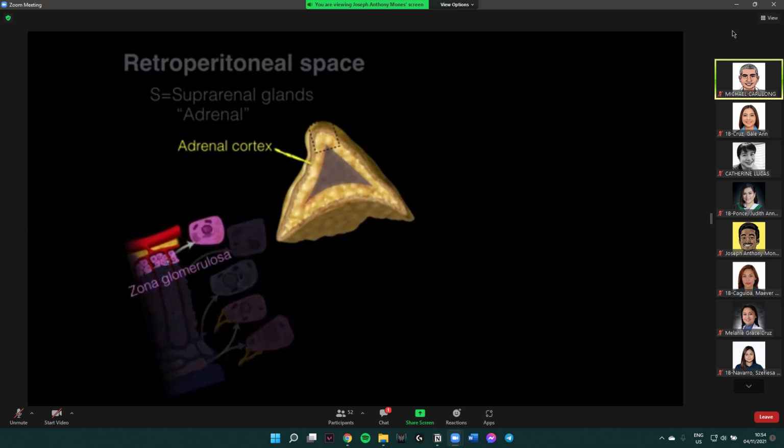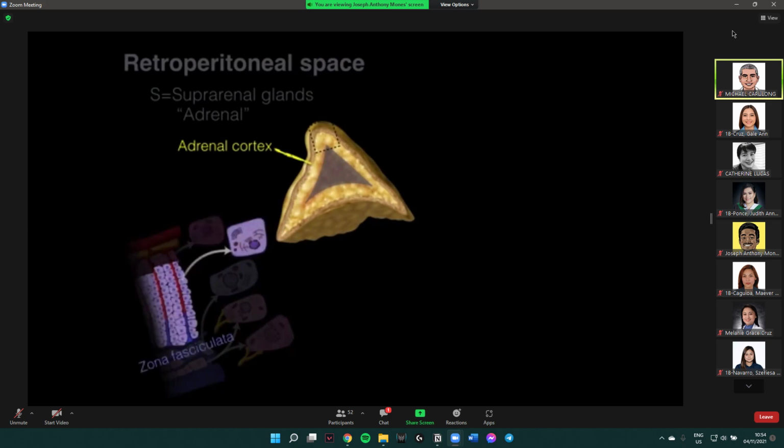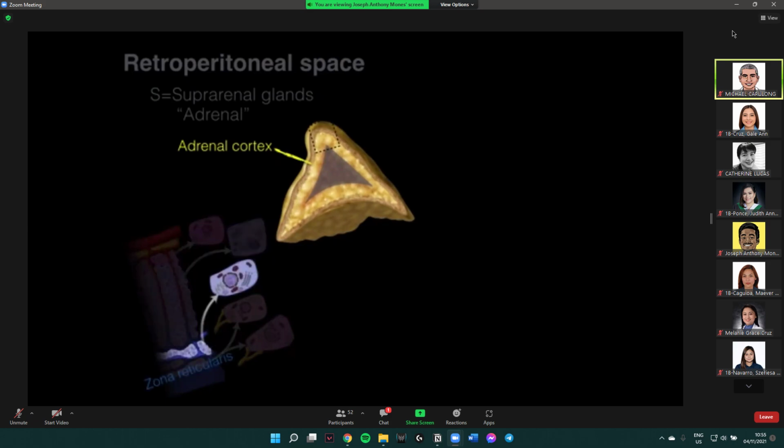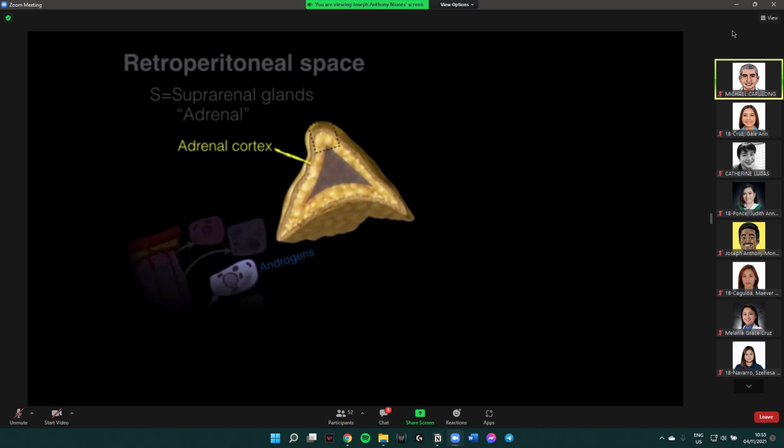One of those layers in the adrenal cortex is called the zona glomerulosa, which secretes mineralocorticoids like aldosterone that help regulate blood pressure. We also have the zona fasciculata, which secretes glucocorticoids such as cortisol. And then finally, the deepest is the zona reticularis, which secretes androgens like DHEA.